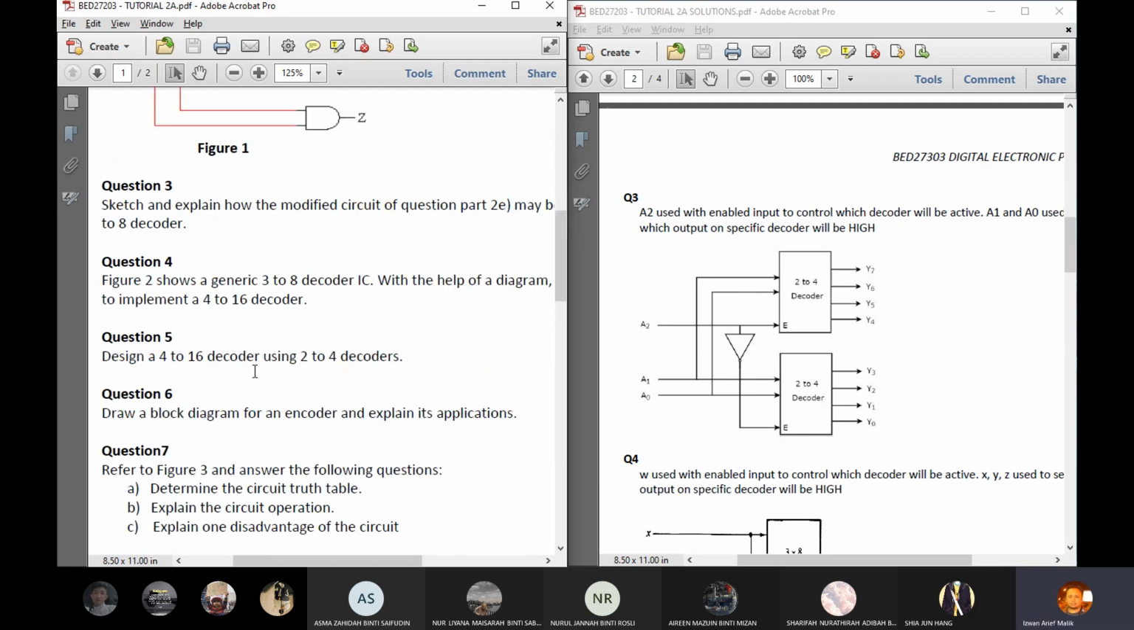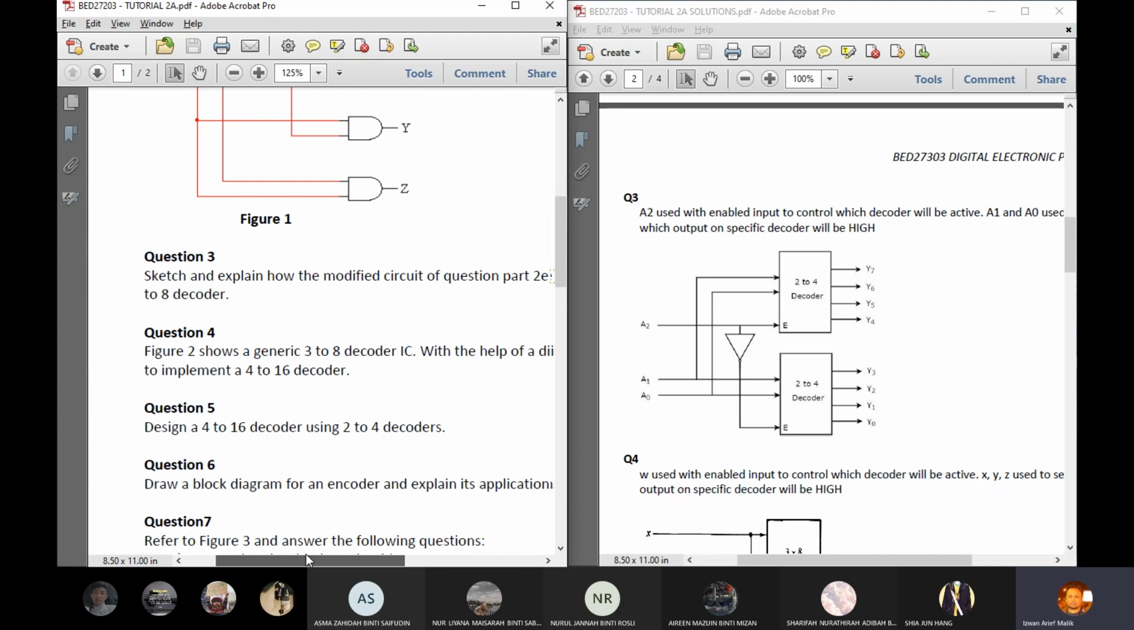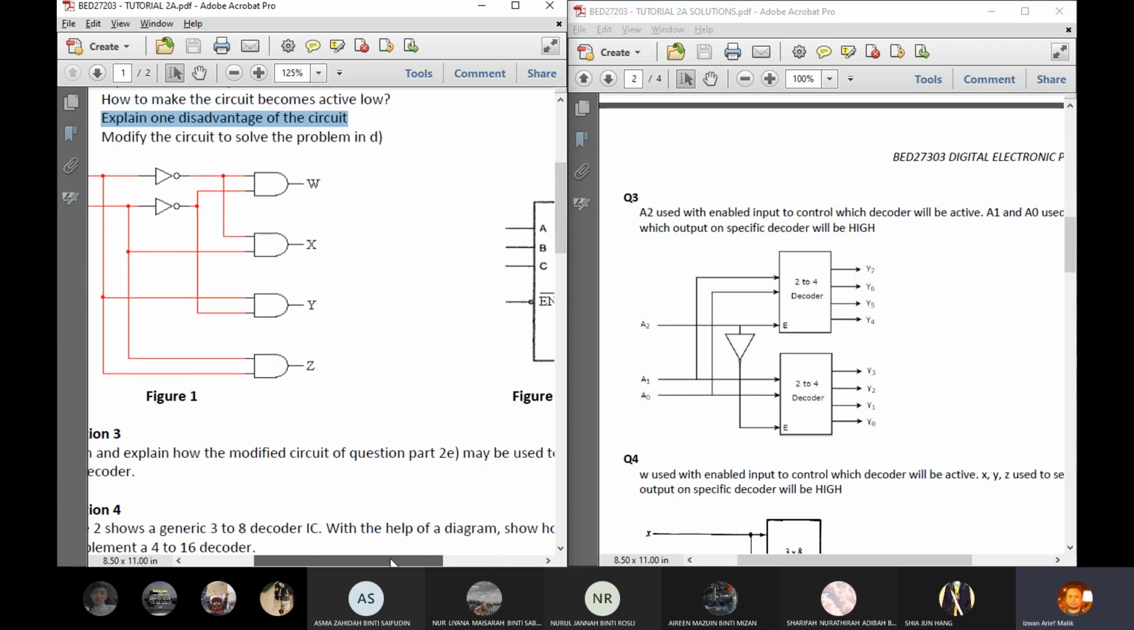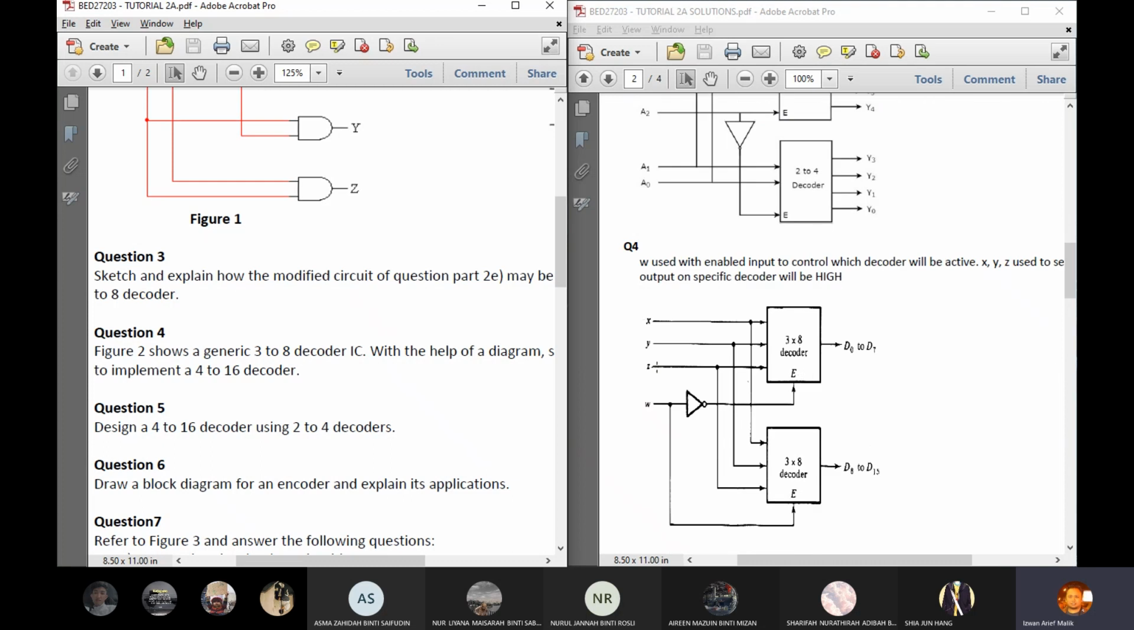Question 4, figure 2 shows a generic 3 to 8 decoder IC. With help of a diagram, show how it may be used to implement a 4 to 16. So ini adalah 3 to 8 decoder with enable. So lebih kurang jawapan dia macam question 3 ni tadi. Okay, but now we are using 3 to 8. So you have 3 inputs and 1 enable input W, connectkan pada dua-dua. Output dia D0 until D15. D0 until D7 for the first 3 to 8 decoder. D8 until D15 for the second 3 to 8 decoder. Okay. So ni saya ambil dari note saya ni. Diagram ni saya ambil dari note saya.